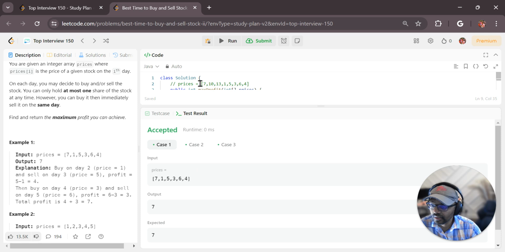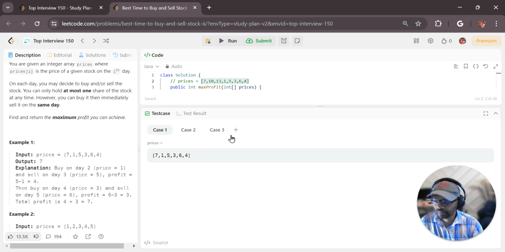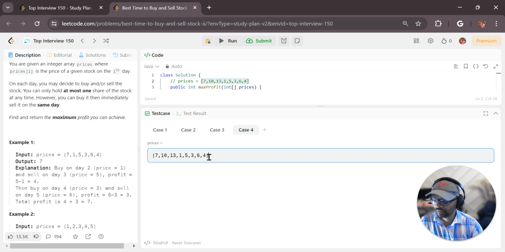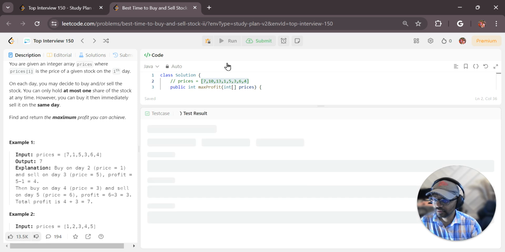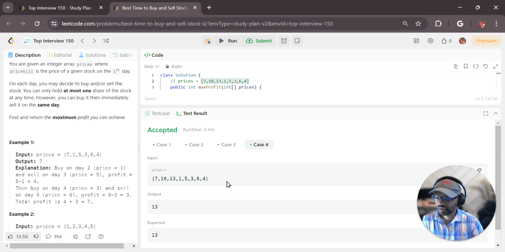I'm going to add this case that I have here just because that is the one we took to understand our algorithm. Let's try this. Okay, case 4. Yeah, 13, like we said. Okay, there you go. Hopefully that made sense.